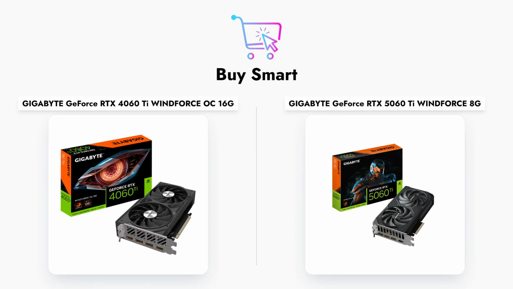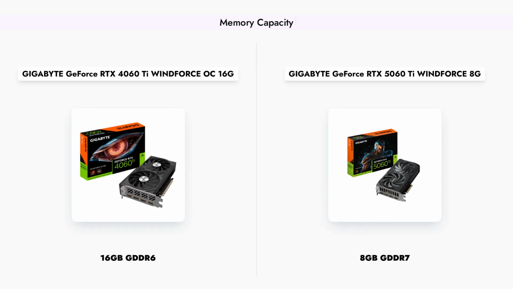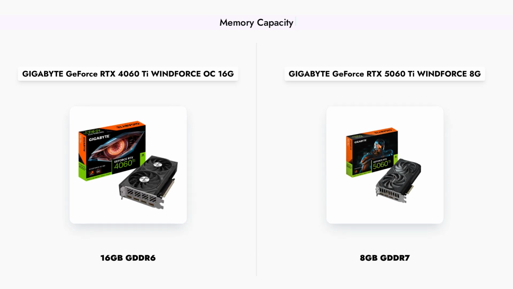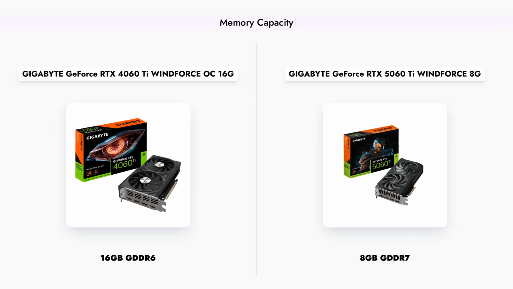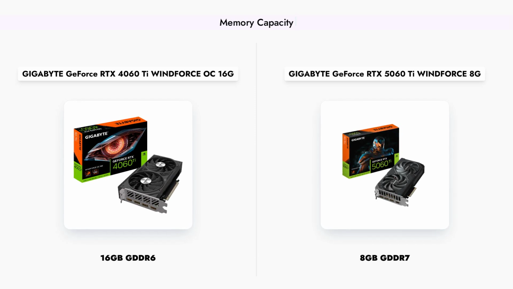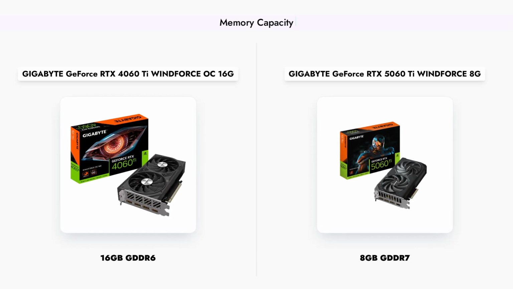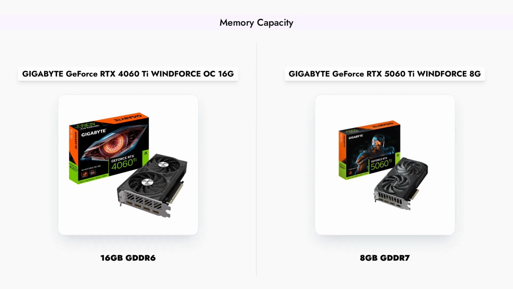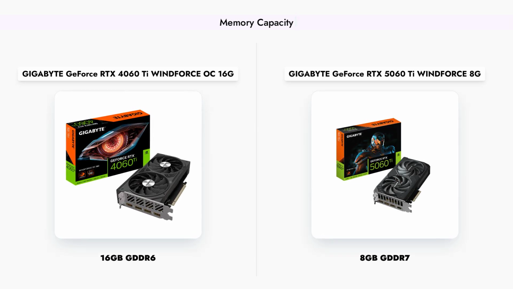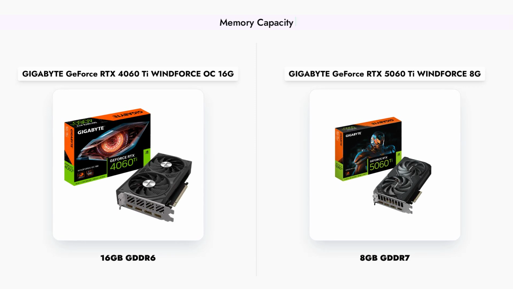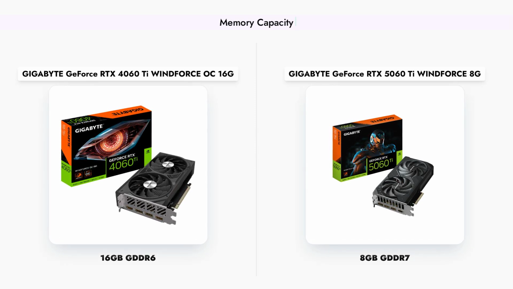Let's dive in. When it comes to memory capacity, the GIGABYTE GeForce RTX 4060 Ti stands out with a substantial 16 GB of GDDR6 memory, which is ideal for high-resolution gaming and demanding applications. On the other hand, the RTX 5060 Ti offers 8 GB of GDDR7 memory. While this may suffice for most gaming scenarios, it could be a limiting factor in memory-intensive tasks. The increased memory of the 4060 Ti allows for better performance in multitasking and rendering scenarios, making it a more robust option for professionals and gamers alike.